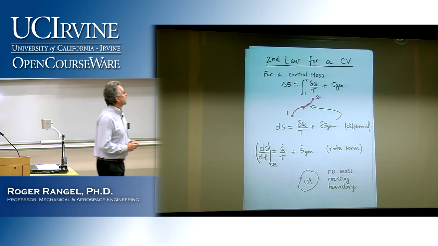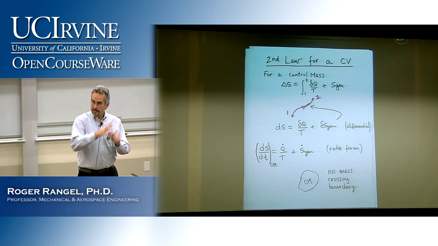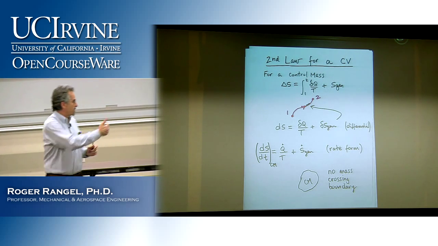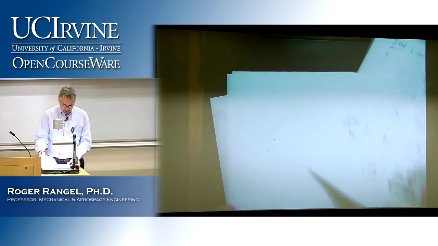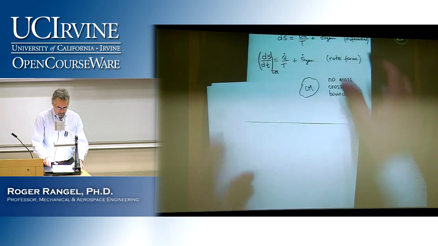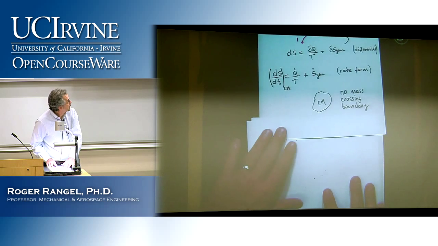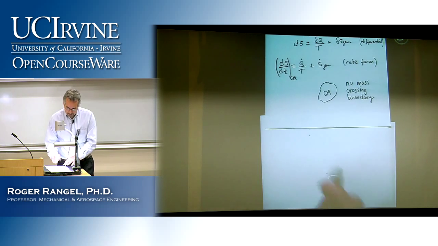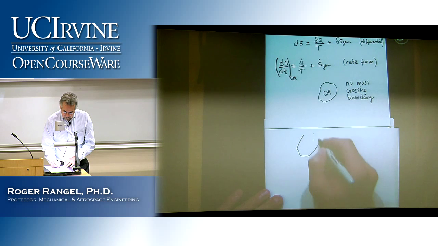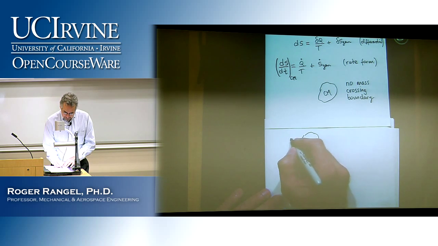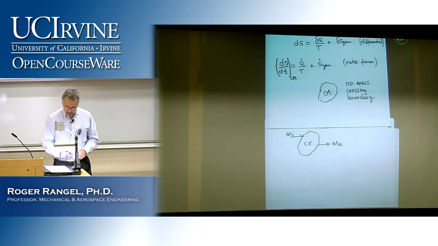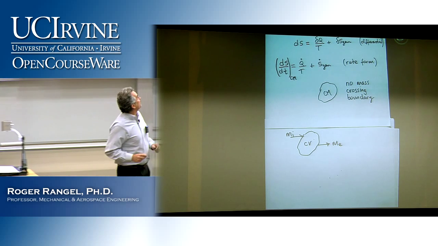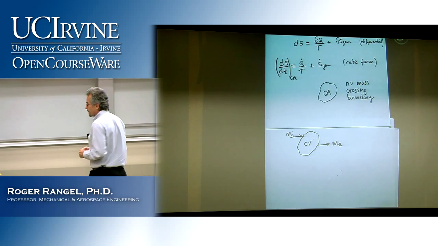So what we want to do next is, let's change the system to one in which mass can cross the boundary. So change the cartoon to a control volume. Leave that there. If I now have a control volume, and there is mass coming in and mass perhaps exiting, then how do I modify the equation right above for this situation?